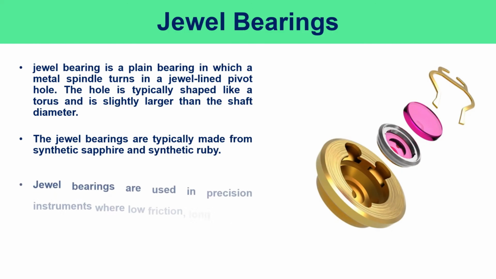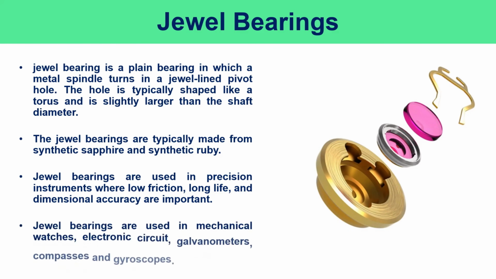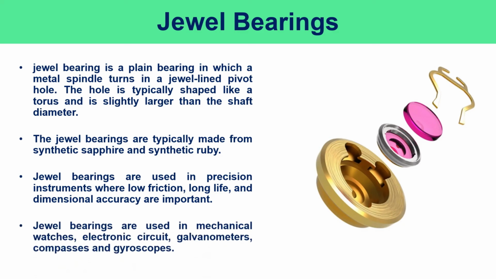Jewel bearings are used in precision instruments where low friction, long life, and dimensional accuracy are important. These bearings are mostly used in galvanometers, electronic circuits, compasses and mechanical watches.